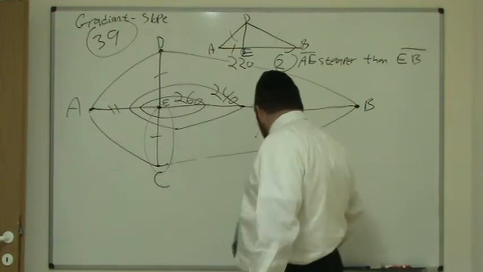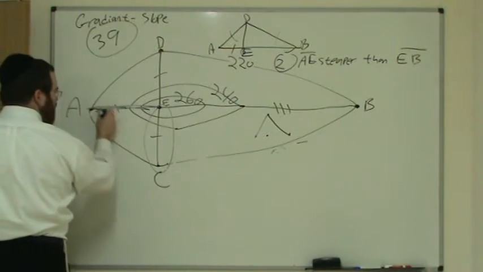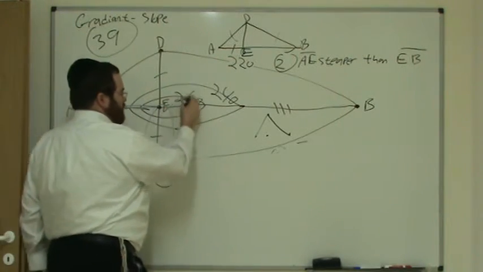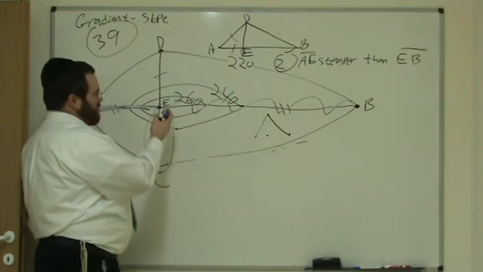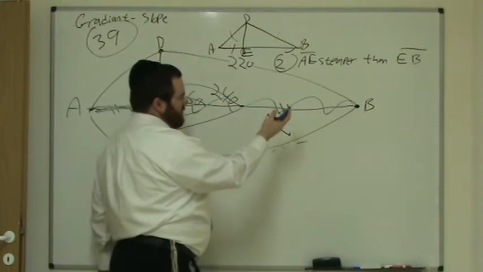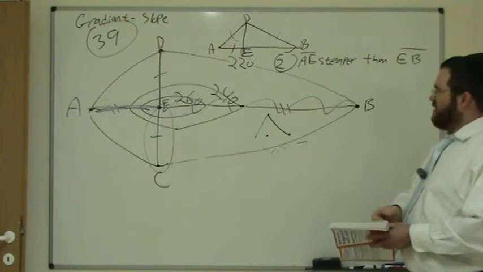AE, that's this part over here, has a steeper gradient than EB does, because EB has a much longer distance to get from 260 feet down to 220. So the correct answer to question 39 is answer 2.